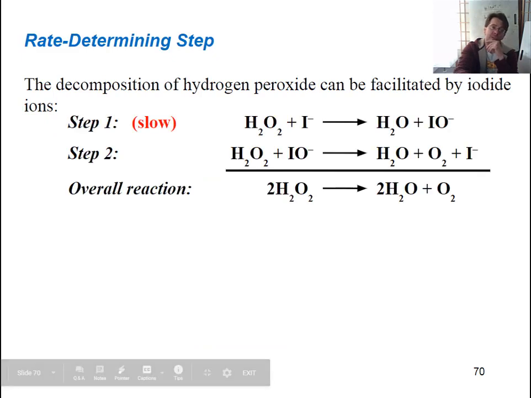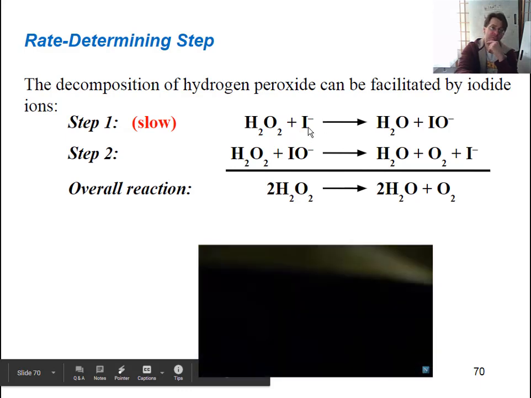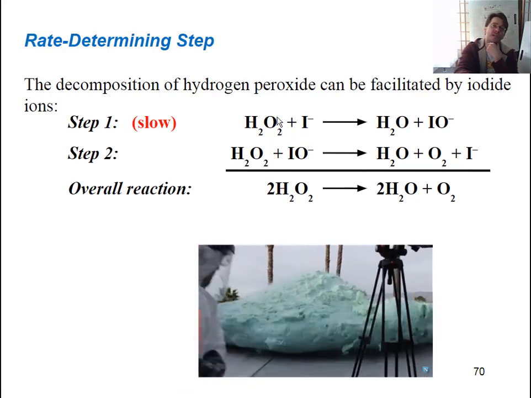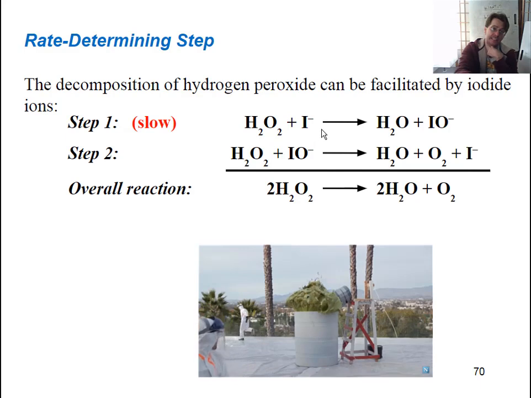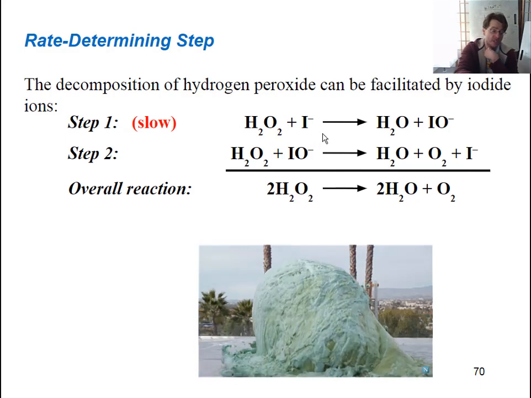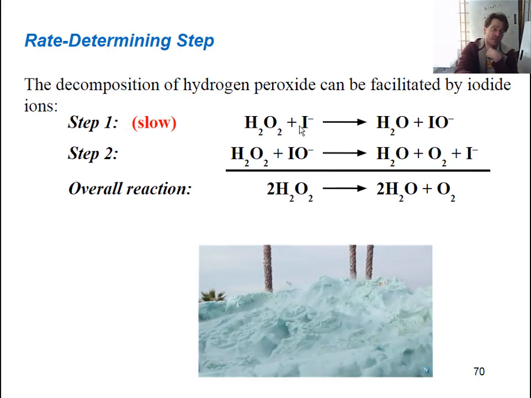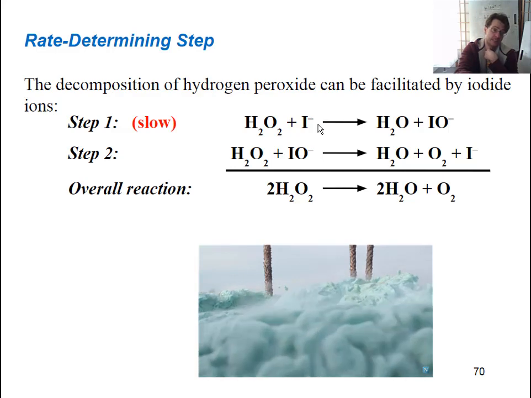So let's take a look at another reaction, H2O2. This is the elephant toothpaste reaction, one that we do. Hydrogen peroxide in the presence of iodine is catalyzed. So adding iodine to hydrogen peroxide really makes it react fast.